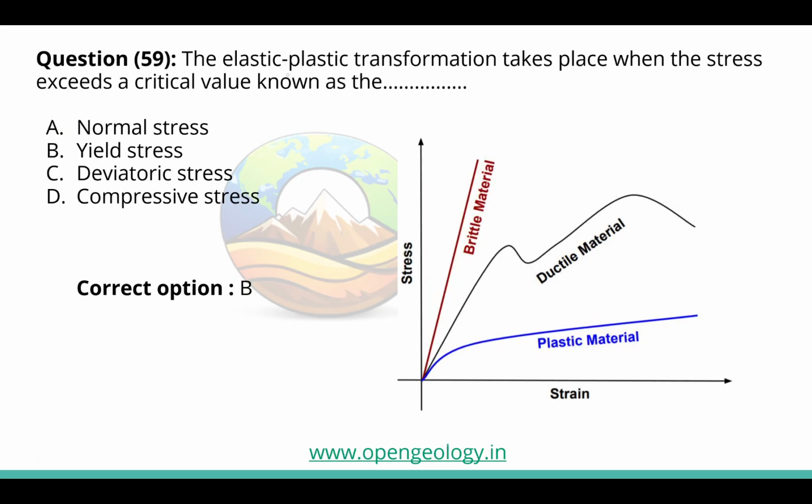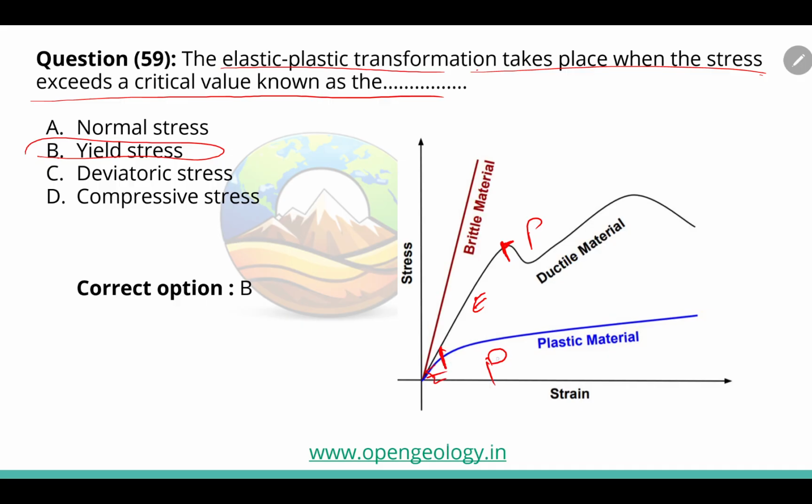Another question is, the elastic plastic transformation takes place when stress exceeds a critical value. It is known as the yield stress. Okay, so let's say this is a point where the material was elastic, now it is behaving like a plastic, or you can say this point is elastic plastic. So this point is known as your yield stress.